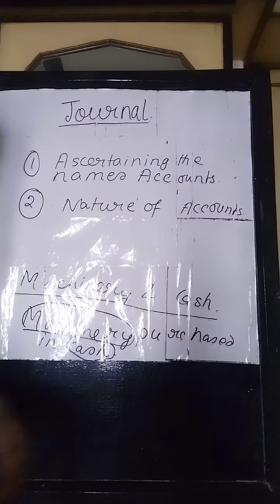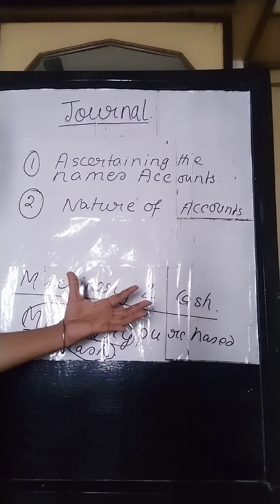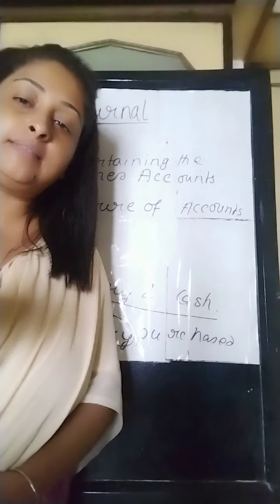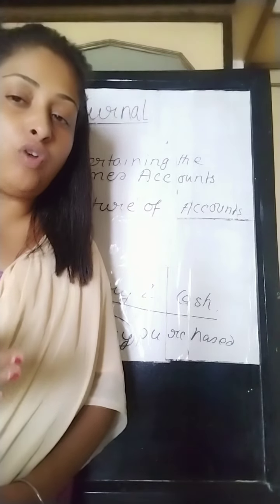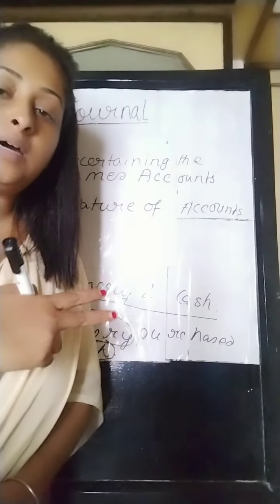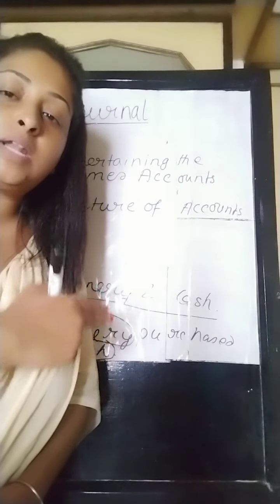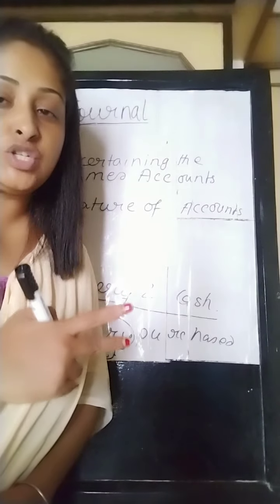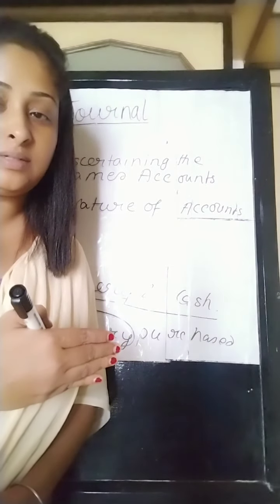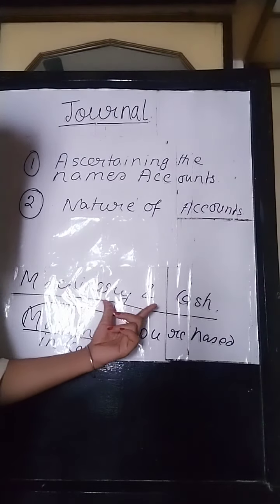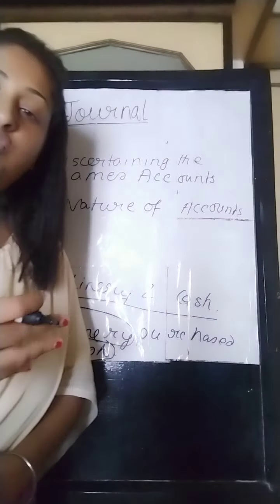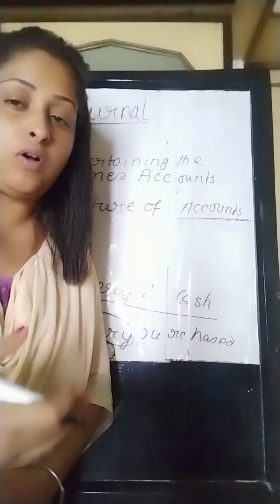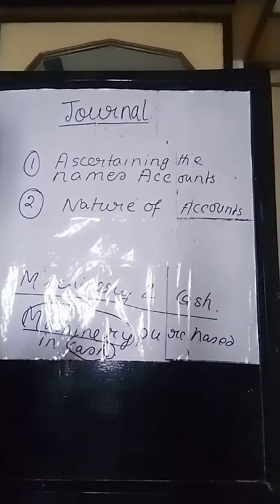First we will ascertain the two accounts involved. I have told you it is the nature of the dual entry system that in any transaction there is involvement of two accounts. So here in this transaction, machinery purchased in cash, two accounts are involved: machinery and cash. So first we have to find out the two accounts involved in a transaction. This is the first step.